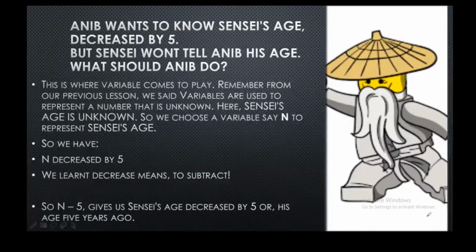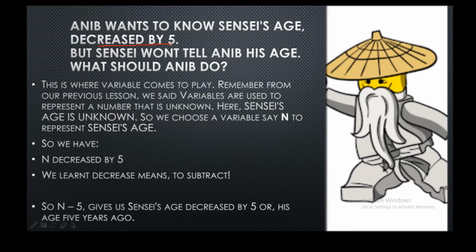Okay, so Anib also wants to know Sensei's age. We know Sensei should be very, very old, and Sensei doesn't want to tell Anib his age. So Anib wants to know Sensei's age decreased by 5. So Sensei's age, but Sensei will not tell Anib his age. So what should Anib do right now? But this is mathematics, so something can be done.